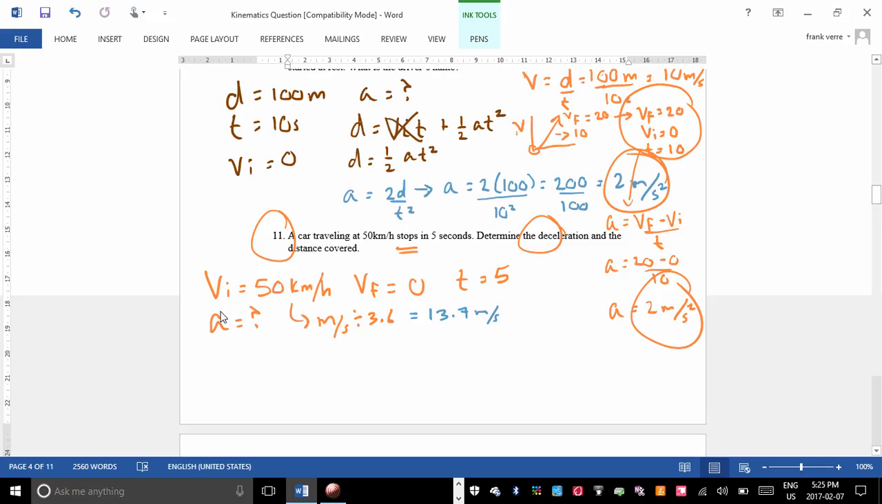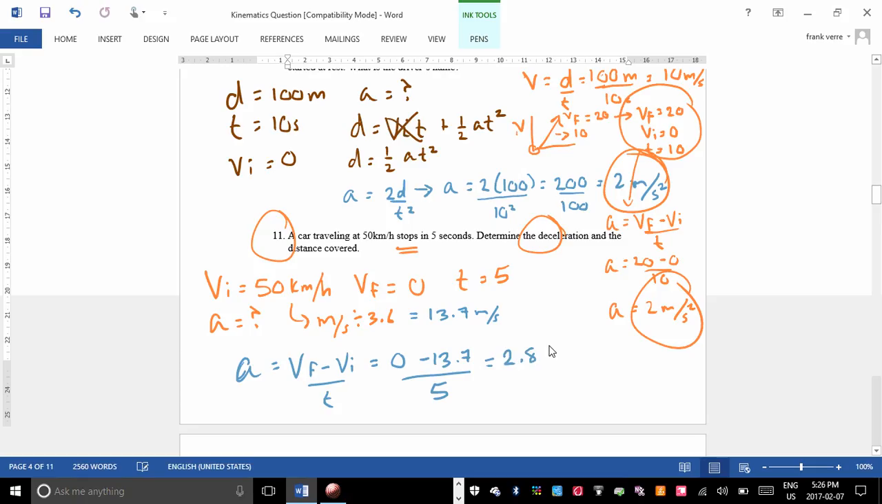Okay, so we have converted it to meters per second. So now we have initial speed, final speed, we have time, we're looking for acceleration. Remember, acceleration is VF minus VI over T. So VF is 0, initial is 13.7, hopefully, and the time is about 5. So this will give us, I believe, an answer of about 2.8, but it's a negative answer.